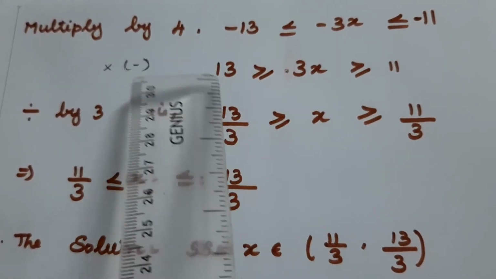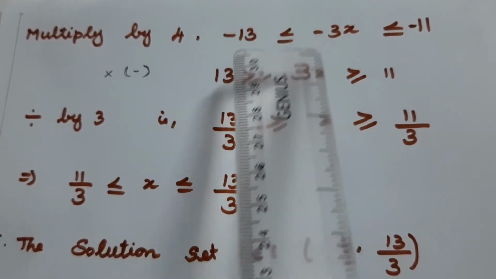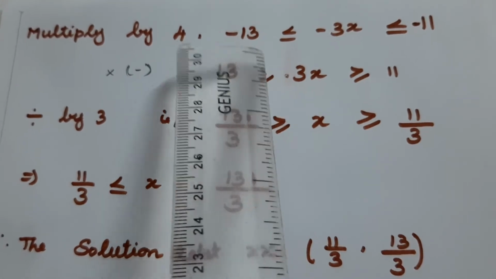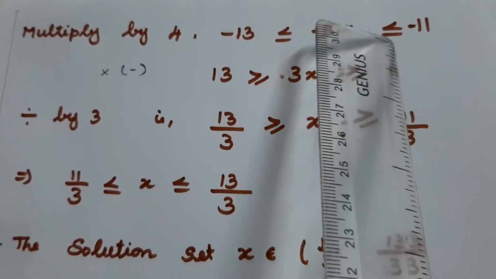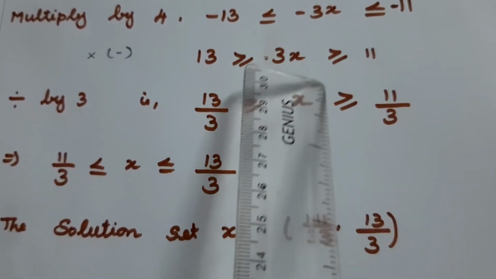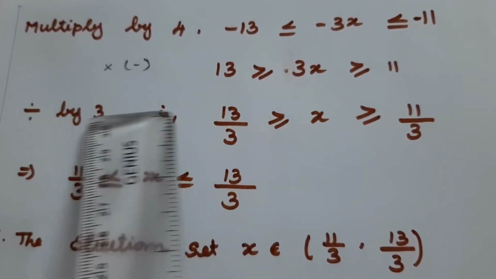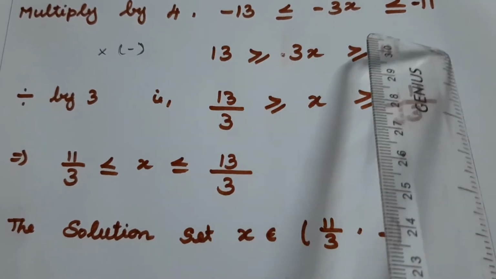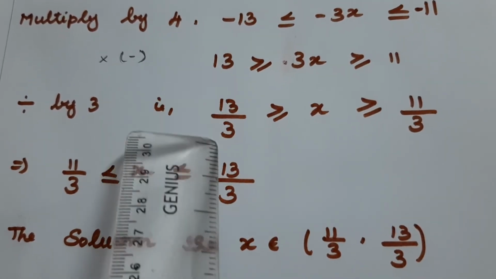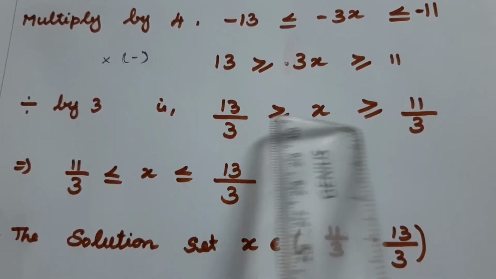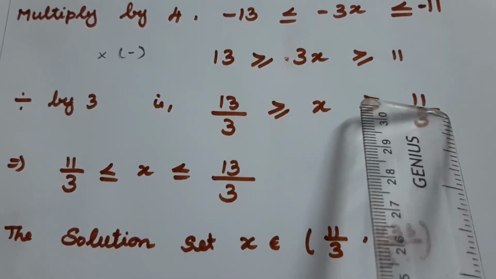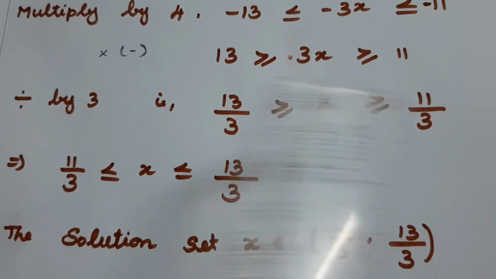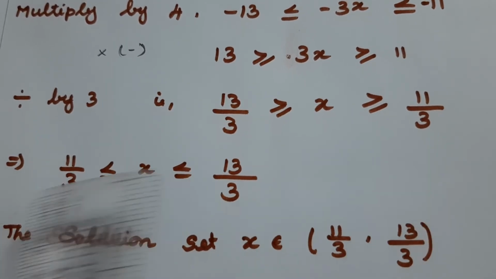So minus into minus, you will have plus 13 here, again here it is plus 3x, here you will have 11, and the inequality less than is changed to greater than, again this less than is changed to greater than. Throughout, this 3 is there, so bring this 3 to the other side. So you will have 13 divided by 3 greater than or equal to x greater than or equal to 11 divided by 3. Now rewrite this in the ascending form.